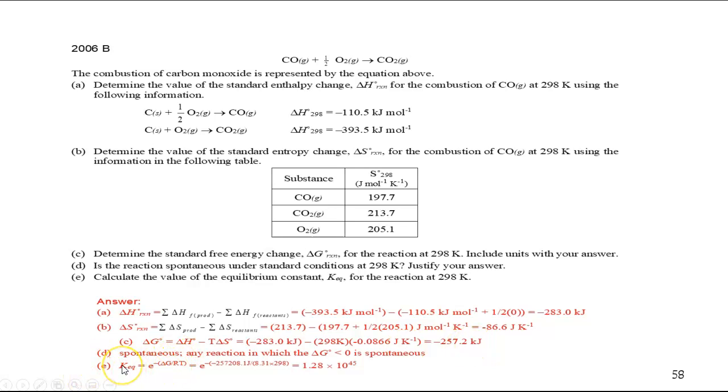And finally, we have to calculate K. Watch out because we need joules here. So look at the size of that value when we have joules, because that's 8.31 joules per Kelvin mole, and there's your Kelvin there, and you get an insanely close to infinity type of equilibrium constant. Okay, that's AP Chemistry 2006B, the free response question.